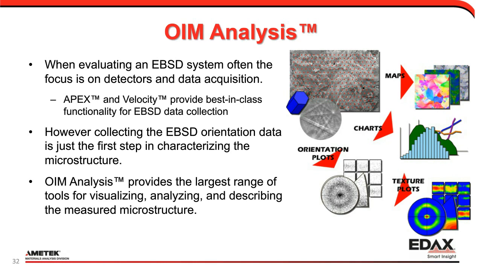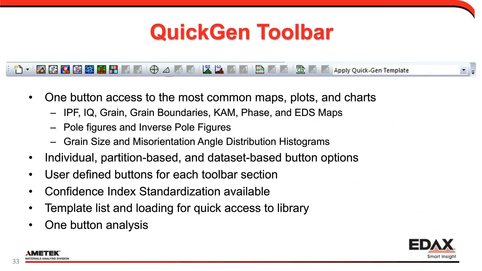I'll talk a little bit more about templates and some of the efficiency gains that can be brought there. But really, it allows for a one-button analysis. So on one level, within Apex, there's a one-button type collection, one-button analysis, and really one-button reporting as well, as we'll talk about. So the workflow can be very easy, but there's a lot in depth that can be extracted as well. So on the Quick Gen Toolbar, I just want to review the most common maps in case you're not familiar with EBSD.